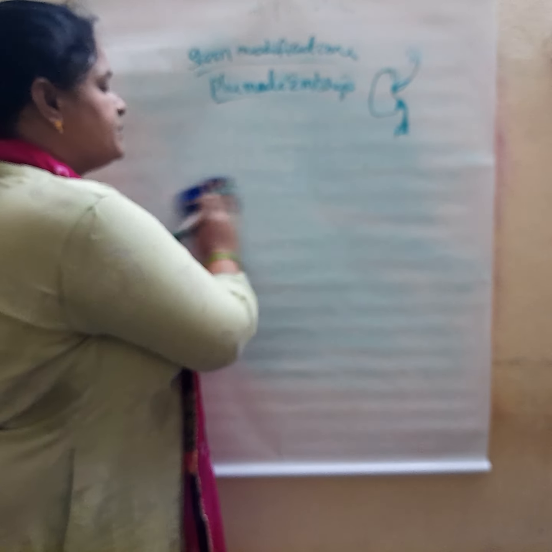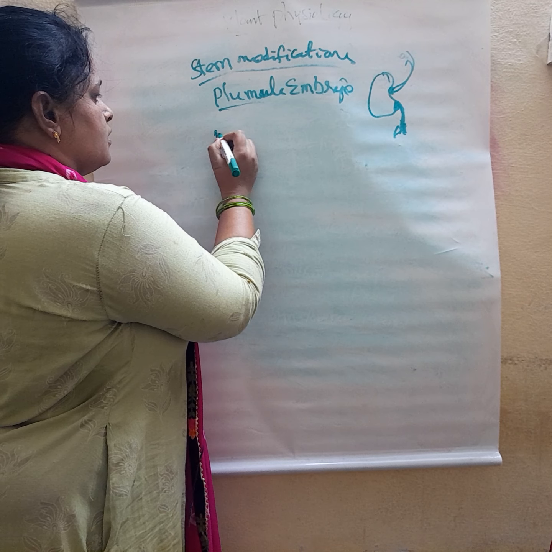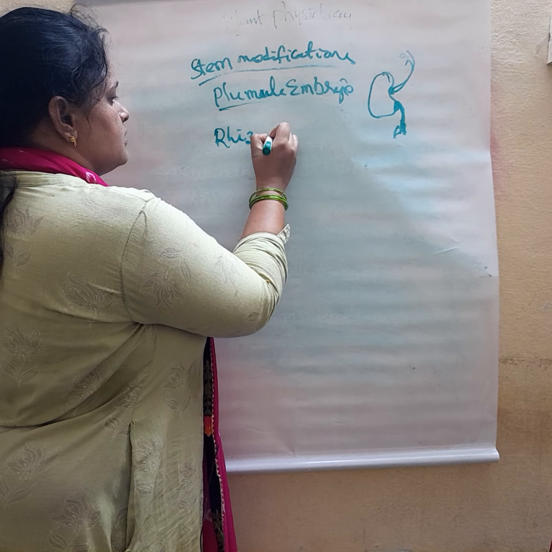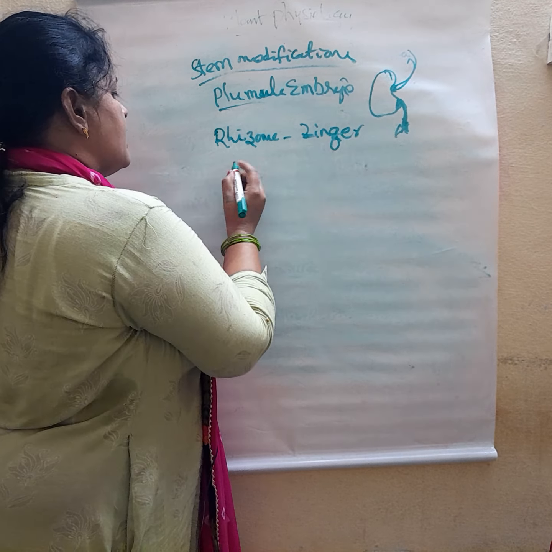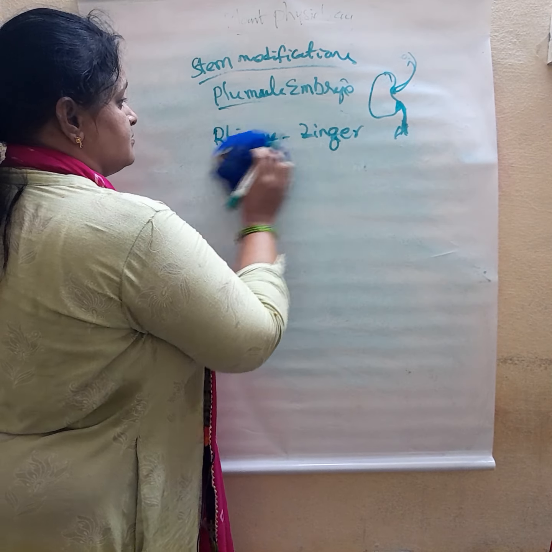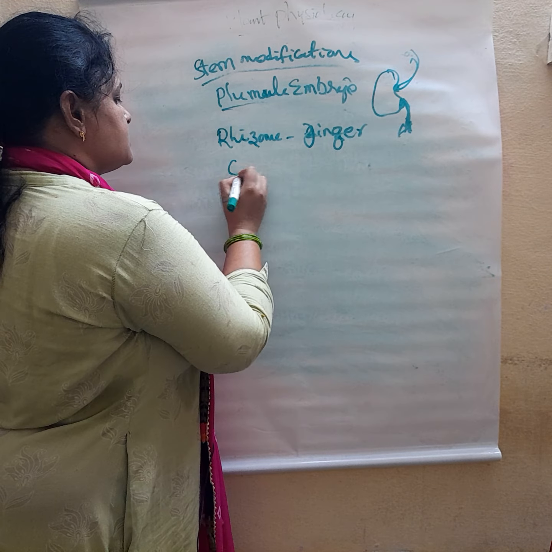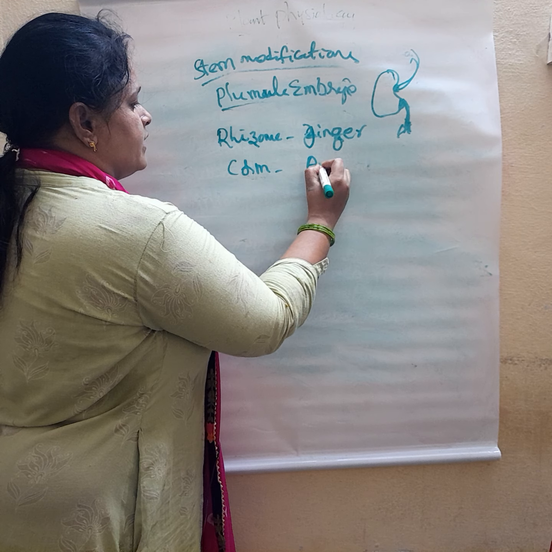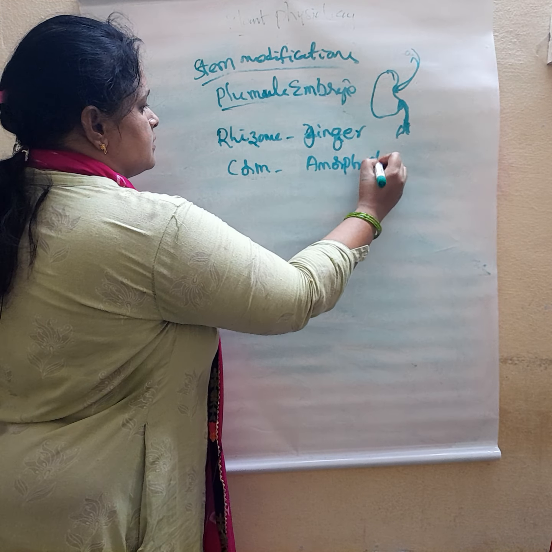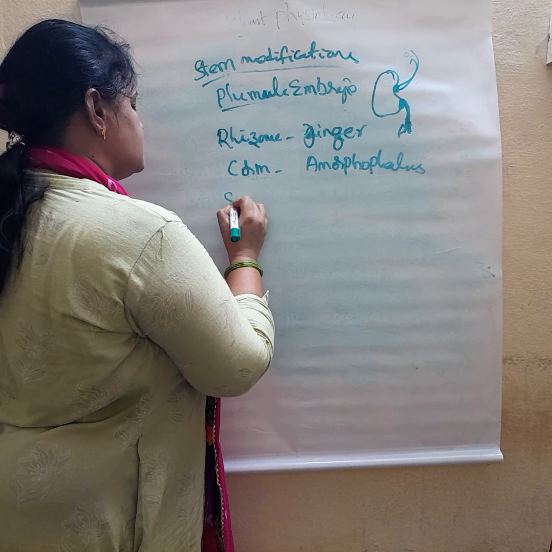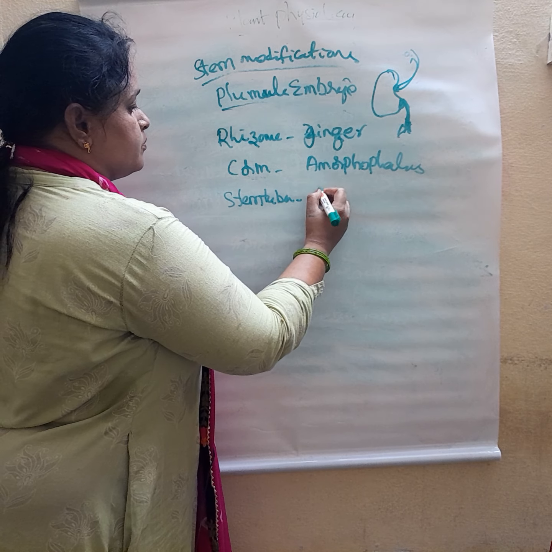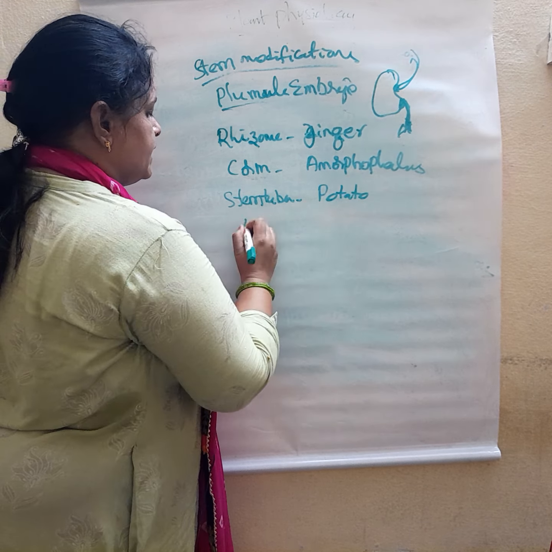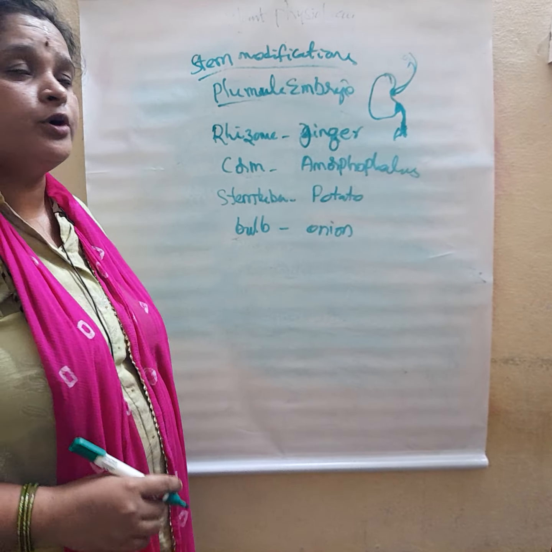Underground stem examples are rhizome, ginger; corm, Amorphophallus; stem tuber, potato; bulb, onion. So these are different types of underground stem modifications.